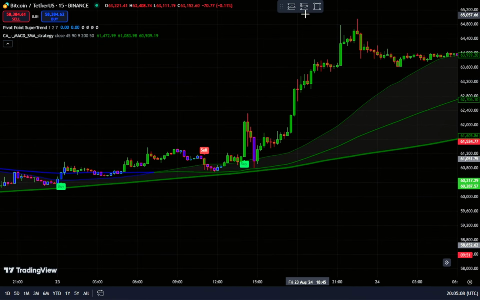Buy trades. Ensure you are trading in the direction of an uptrend. The price candle should be above all moving average lines, confirming a strong uptrend. Once you've established the uptrend, look for a buy signal from the MACD plus SMA 200 strategy. Once all conditions are met, enter the buy trade confidently.